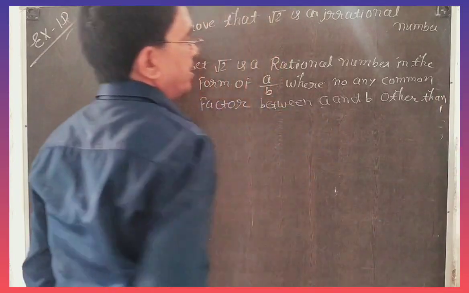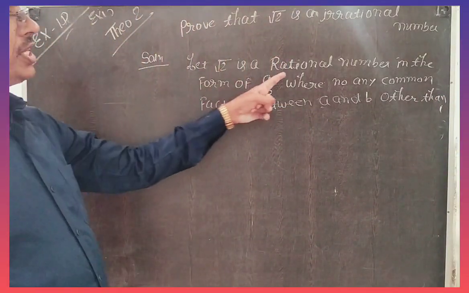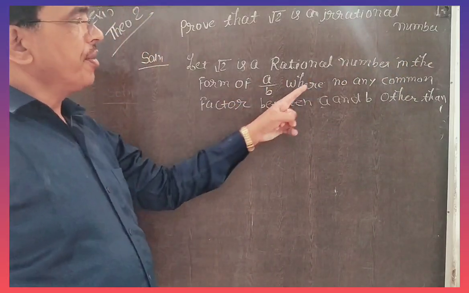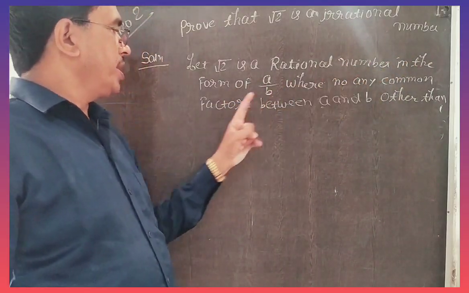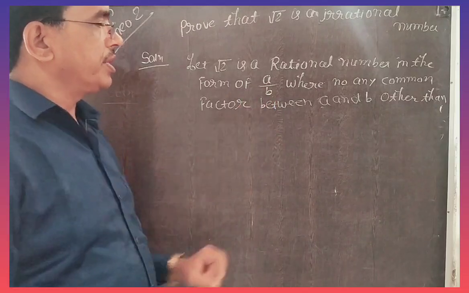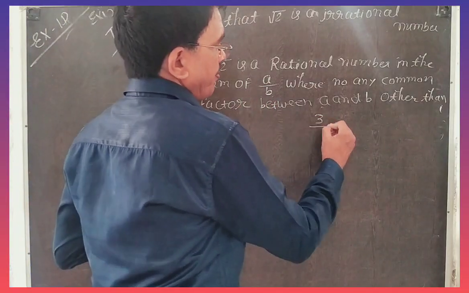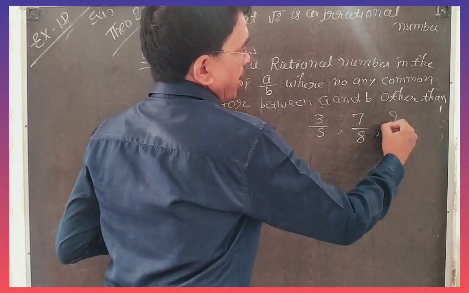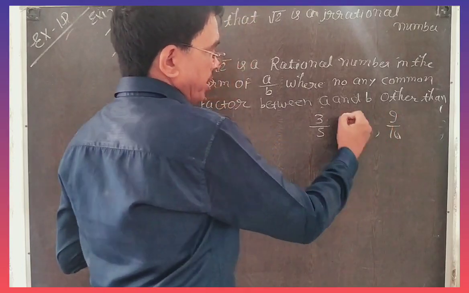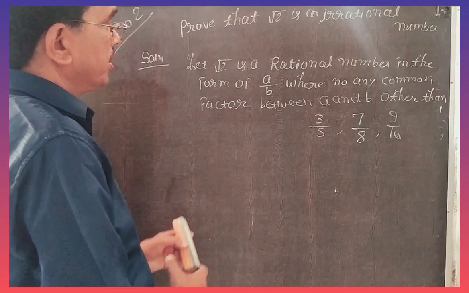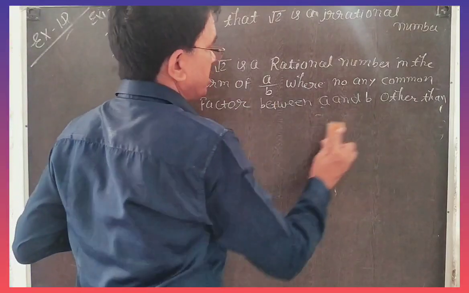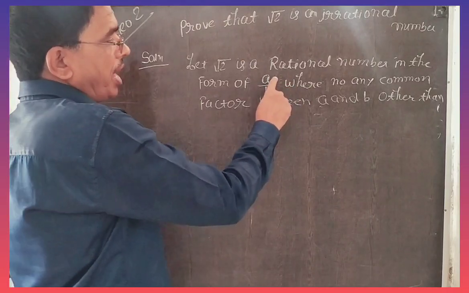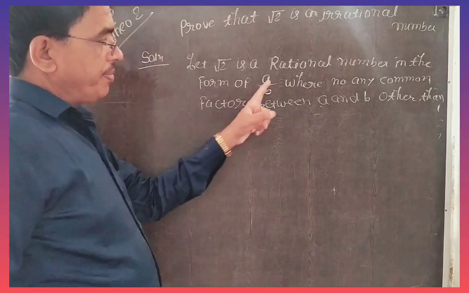It is the condition. You write root 2 is a rational number in the form of a by b, where there is no common factor between a and b other than 1. Like 3 by 5, 7 by 8, 9 by 10, no common factor between them other than 1. So you suppose here that this number root 2 is rational, in the form of a by b, and no common factor between a and b.